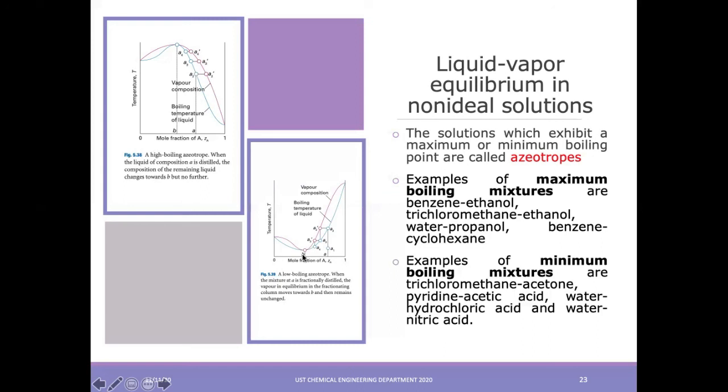Okay, so for systems exhibiting a maximum boiling point diagram, this will yield the distillate as the pure A and B, and your residue is the azeotrope. And then for systems exhibiting a minimum boiling point diagram, it's the other way around. The residue is the pure A and B, and your distillate is the azeotrope. Okay.